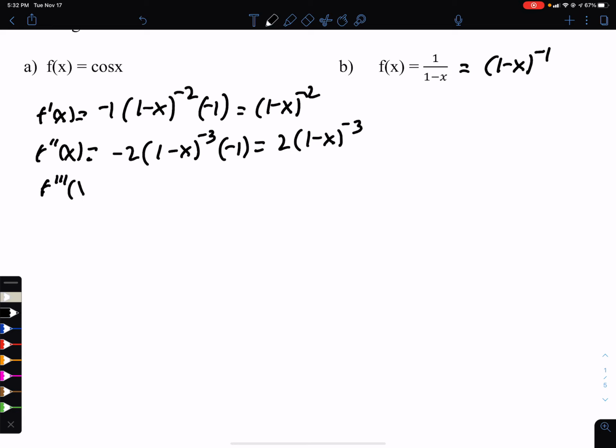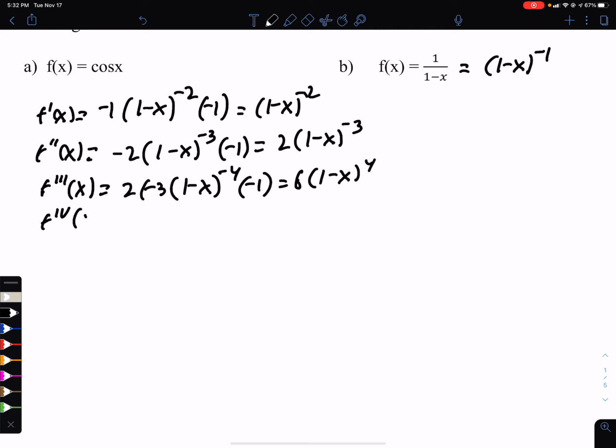And then I take the third derivative, and I bring the negative 3 in front, box, to the negative 4 power, times the derivative of the box. So the two negatives will cancel, giving me 6, 1 minus x to the 4th. I'll do one more. I think you see a pattern forming. So I have 6, bring the negative 4 in front, negative 4 box, subtract 1 from the exponent, so it's negative 5 times the derivative of the box, which will give me 24, 1 minus x to the 5th.